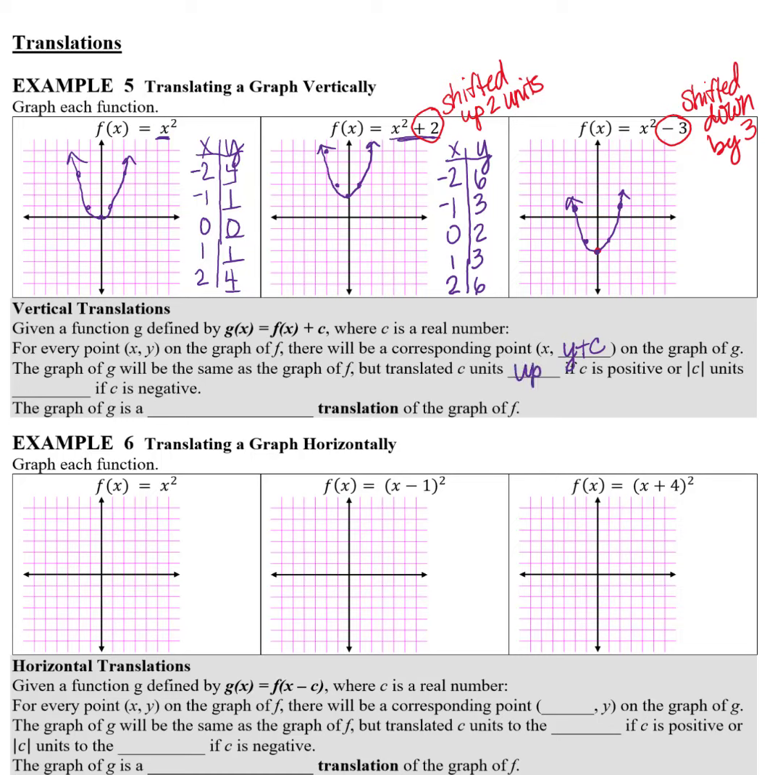Now let's try translating a graph horizontally. So we're taking this same basic function, f of x is equal to x squared, and I'll go ahead and make another table here. I'm just going to copy the one that I have up there.